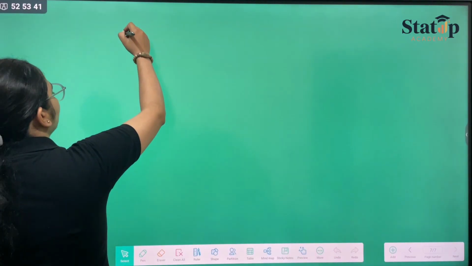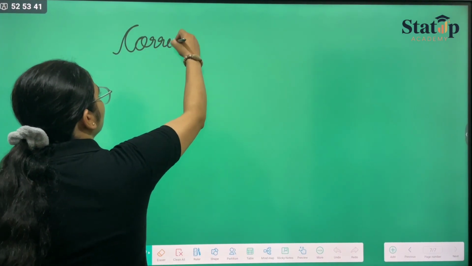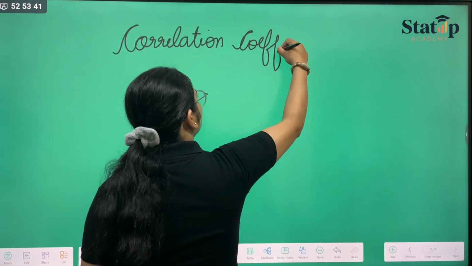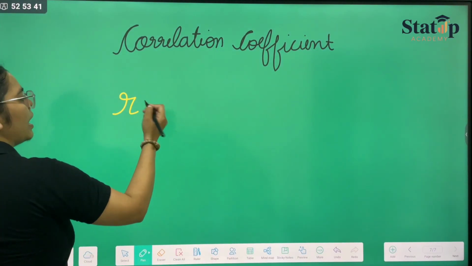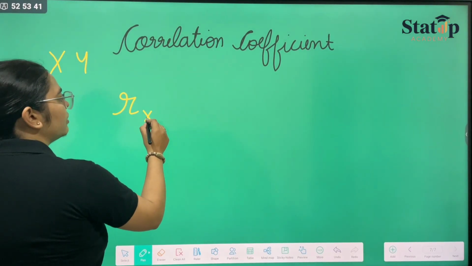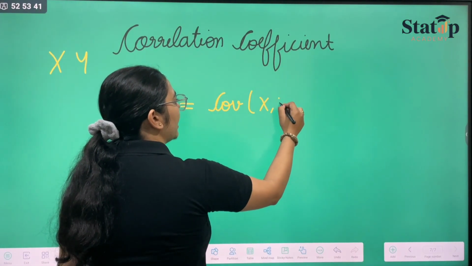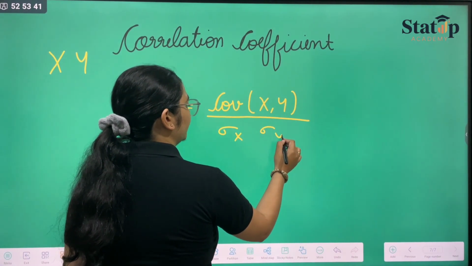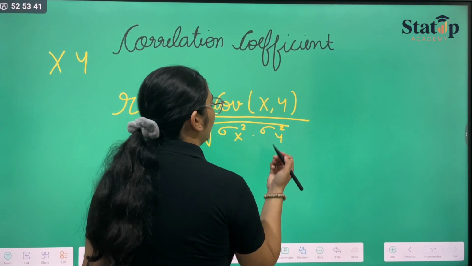So, if we talk about correlation coefficient, this is denoted by r. And if we are talking about two variables x and y, then the correlation coefficient between x and y has the formula: covariance between x and y upon standard deviation of x into standard deviation of y, or we can write it as under root of variance of x into variance of y.